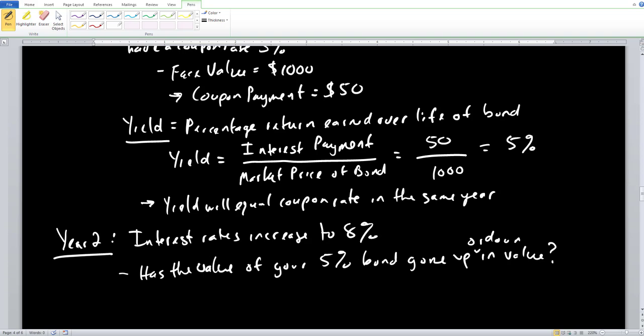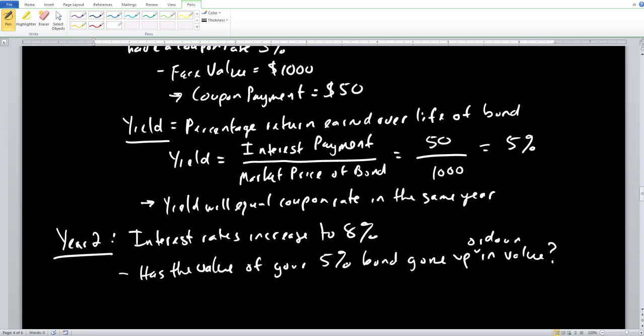So in year number 2, if companies want to issue bonds, they're going to be issuing bonds that have an 8% coupon rate because that's exactly what interest rates are. So how much of a coupon in dollar amount would that be if anyone wanted to buy a bond in year number 2? It would be giving you $80 in a coupon or interest payment every single year. How does this compare to your 5% bond? Your 5% bond is only giving you $50 a year.